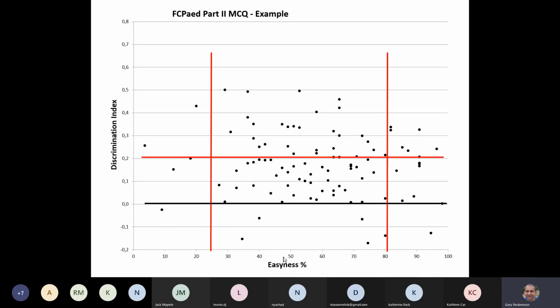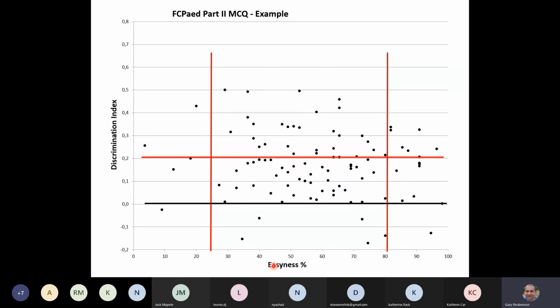This is just an example. It doesn't represent a real exam. If you were to count them, you'd see there are 150 black dots on the graph at the moment, each of them representing the performance on one particular question. And what's being shown here is the discriminatory index on the y-axis and the easiness percentage on the x-axis.